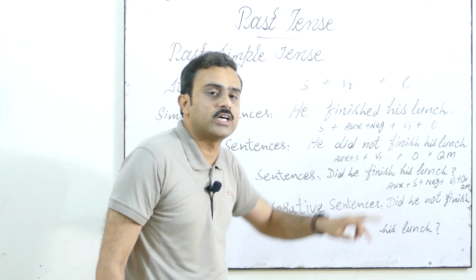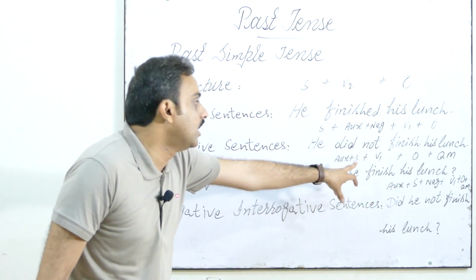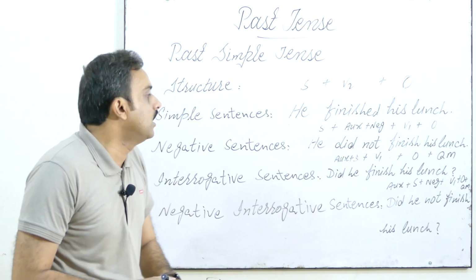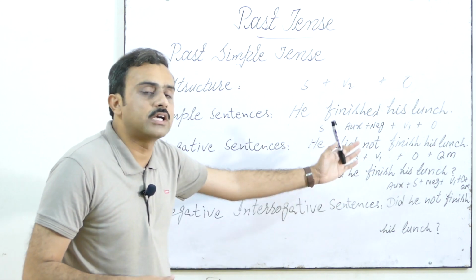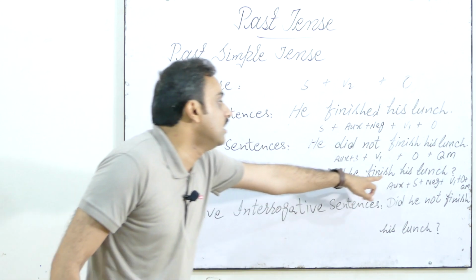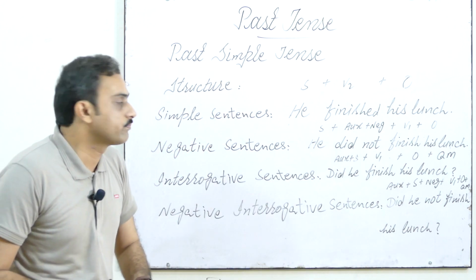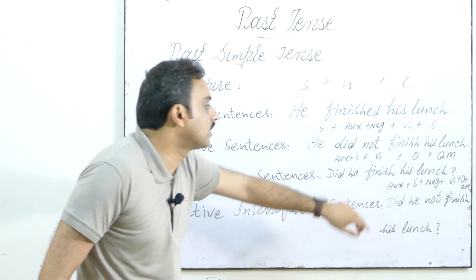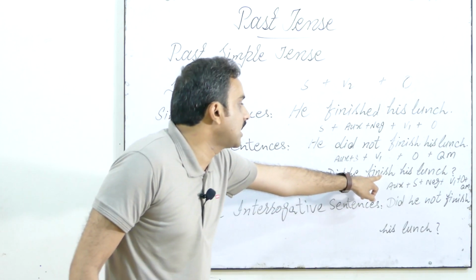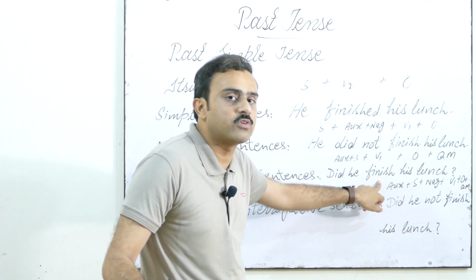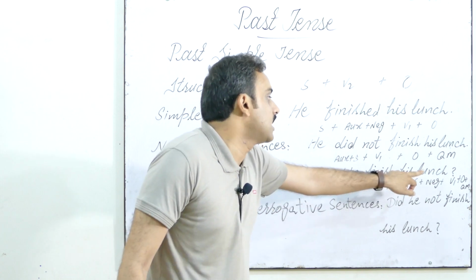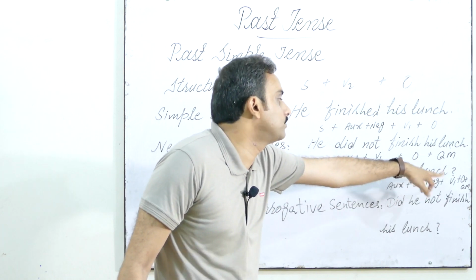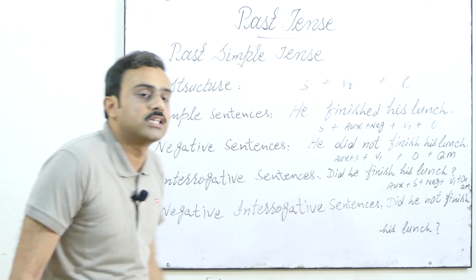Now finish is the first form, because negative or interrogative sentences carry the first form of verb. So did he finish his lunch? Did is your auxiliary, and then the subject, and then V1, the first form of verb, present tense, and then his lunch is the object. At the end we use the question mark.